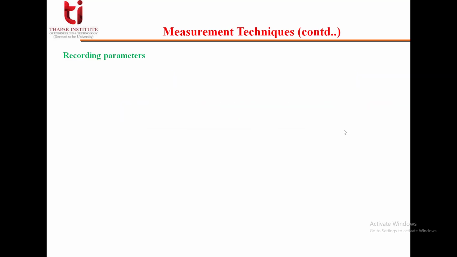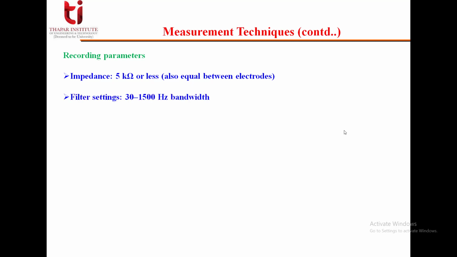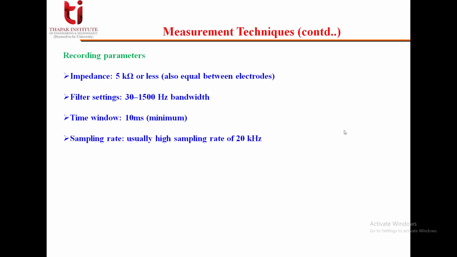Now what are the main recording parameters? Impedance should be 5 kilo ohm or less, equal between the electrodes. The filter settings should be 30 to 1500 hertz bandwidth. The time window should be a minimum of 10 milliseconds. The sampling rate we choose is a high sampling rate of 20 kilohertz.